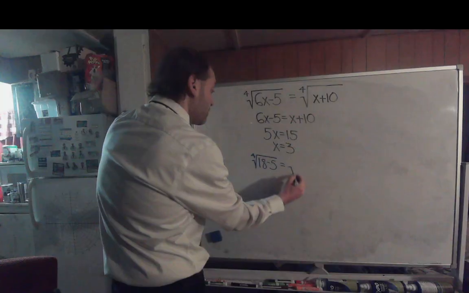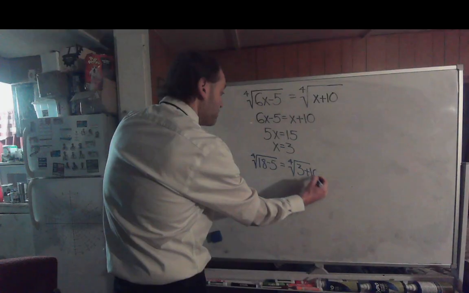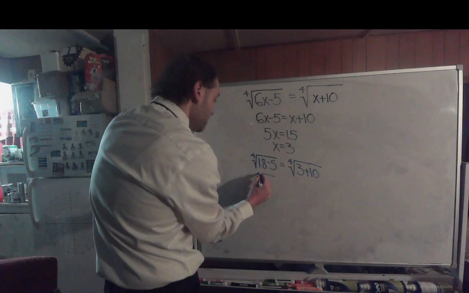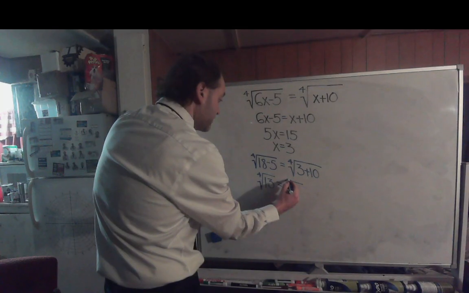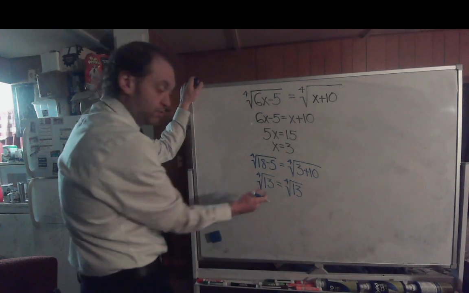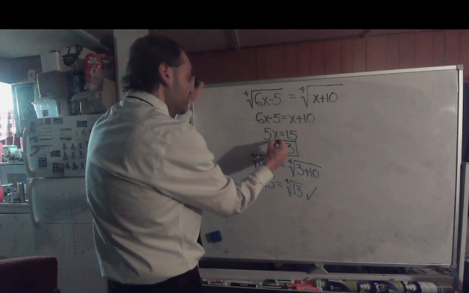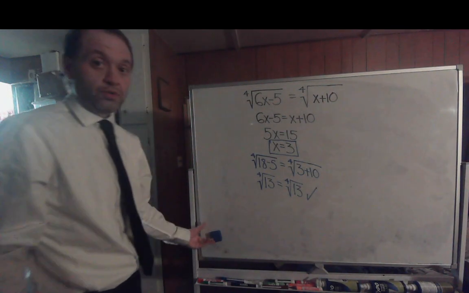equal to the fourth root of 3 plus 10, which would turn into the fourth root of 13 equal to the fourth root of 13. The left side equals the right, so we're good to go. So x equals 3 is the solution to this radical equation.